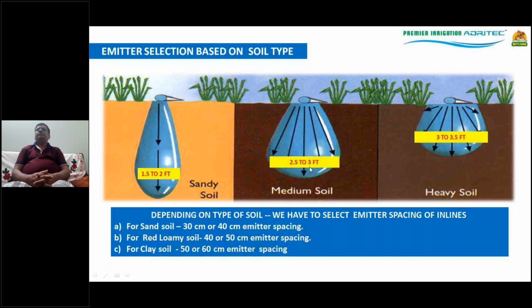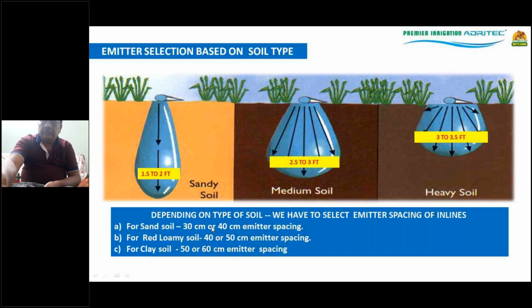Whereas in case of a medium soil, like a loamy soil or a red soil, you will have both horizontal as well as vertical movement, and the spread is anywhere between 2.5 to 3 feet. And if it is a black cotton or a clay soil, the spread can be anywhere between 3 to 3.5 feet. So basically, depending upon the type of the soil, we have to select the emitter spacing of the inline. This is a very important aspect which I want all our farmers to take care of.